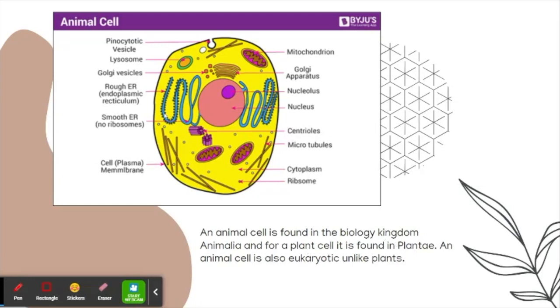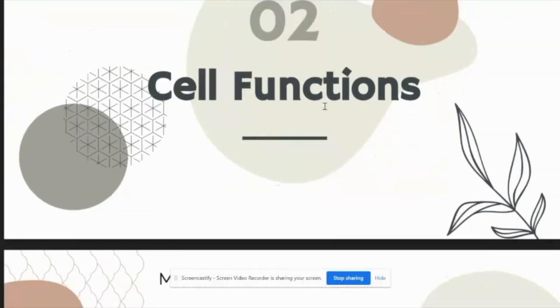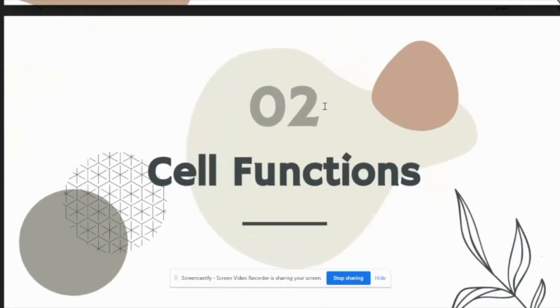Here's a picture of an animal cell, with cell parts such as lysosomes, Golgi vesicles, rough ER, smooth ER, cell membrane, mitochondria, Golgi apparatus, nucleus, nucleolus, centrioles, microtubules, cytoplasm, and ribosomes. Next, we will talk about what cell functions and each of the small organelles in a cell.